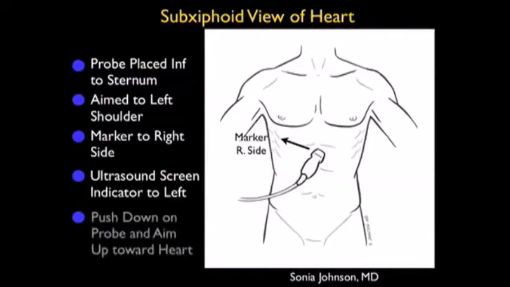Now the marker dot on the probe should be over towards the patient's right side, with a caveat that the ultrasound screen indicator dot is over towards the left of the screen. Now it's very important to put your hands on top of the probe and really push down and up to get the good imaging plane underneath the sternum to make the angle to get a good view of the heart from this plane.